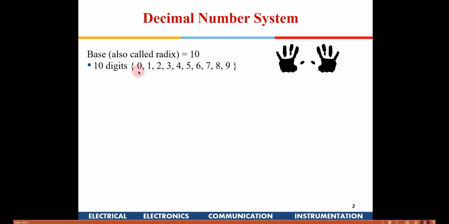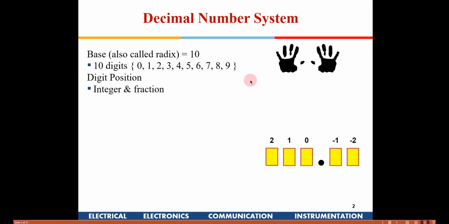So there are 10 digits in the decimal system, which starts from 0 up to 9. So there are 10 unique values in a decimal system. It's 0, 1, 2, 3, 4, 5, 6, 7, 8 and 9. There are 10 unique values available in this system.